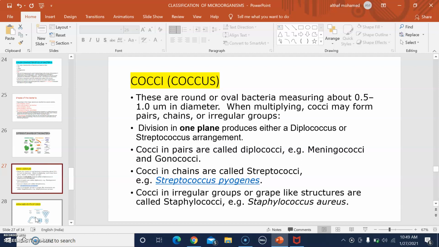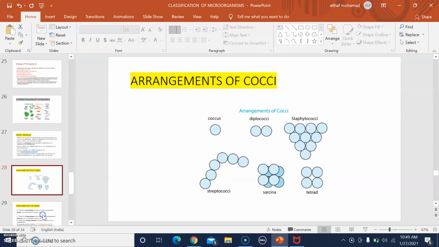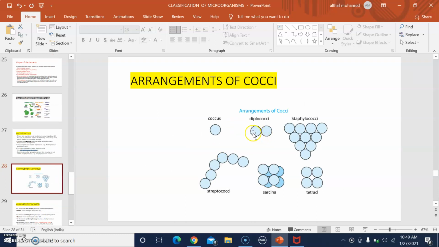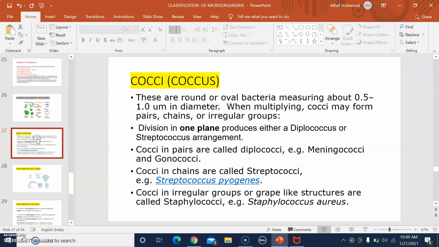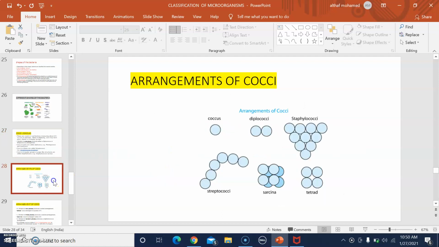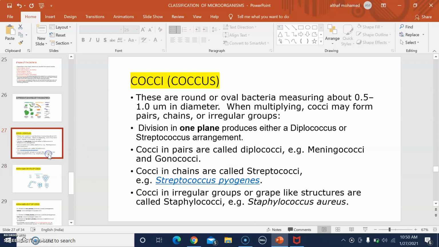When the division occurs in one plane, they can produce either diplococci or streptococci. Here look, if the division is in one plane, it may give diplococci or streptococci. So the diplococci and streptococci arrangements are the result of division in one plane. If the cocci are in pairs, they are called diplococci. If they are in a chain arrangement, they are called streptococci.